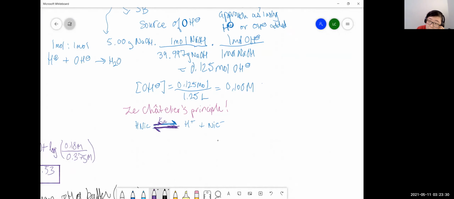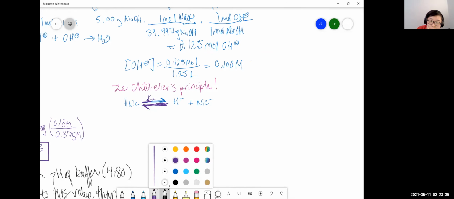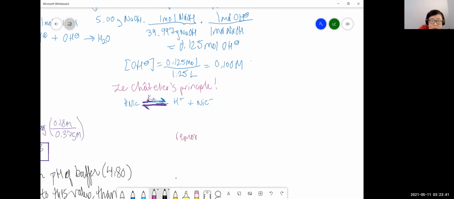So when we are adding OH minus, it's the same thing as removing H plus because they react. And so the question here is, if we remove H plus, what happens? We need to drive the system right, and so we'd add to the right side. So we add 0.100 molar and subtract 0.100 molar.